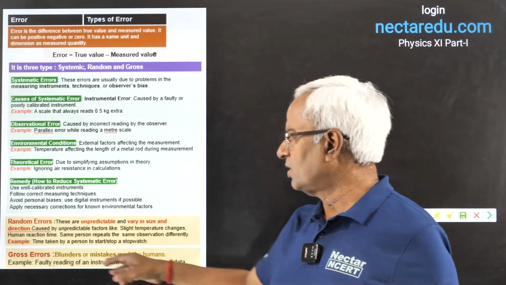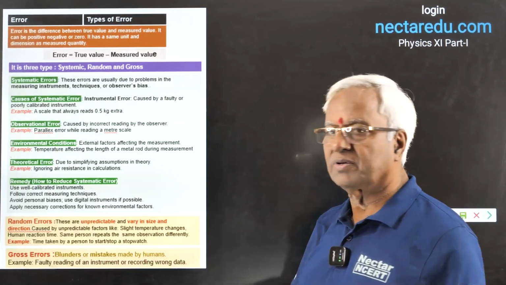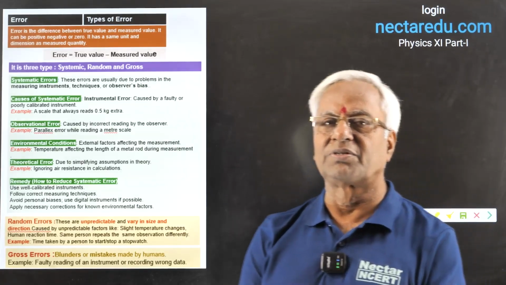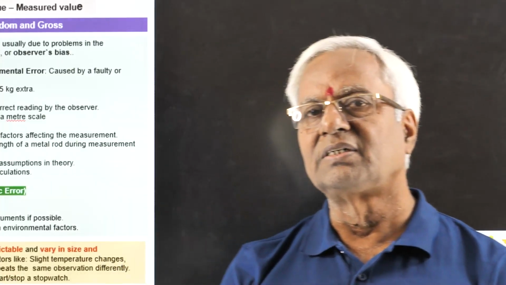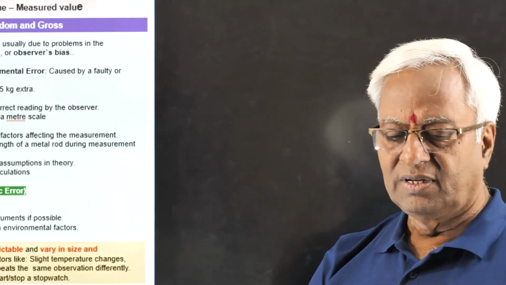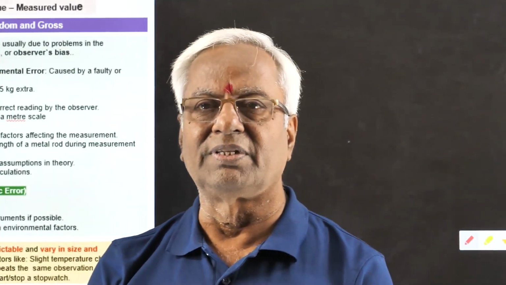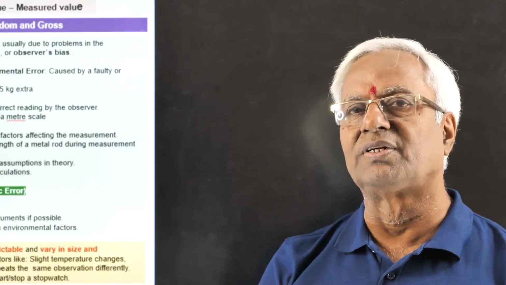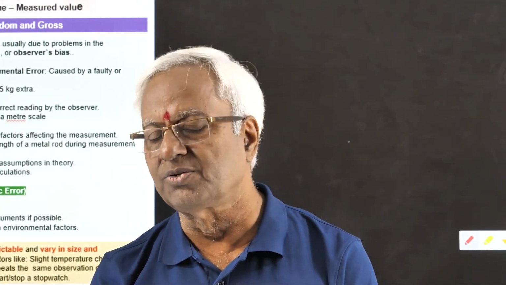Then what is gross error? That is the error because of the blunders committed by the person observing the instrument, and these are also not much subject to correctness. Only the thing is that the person taking the reading has to be changed or replaced.